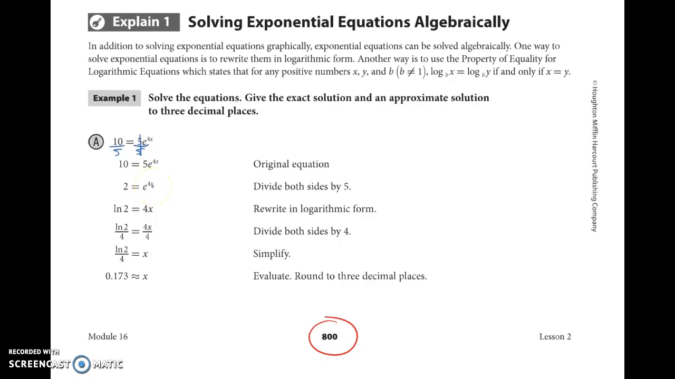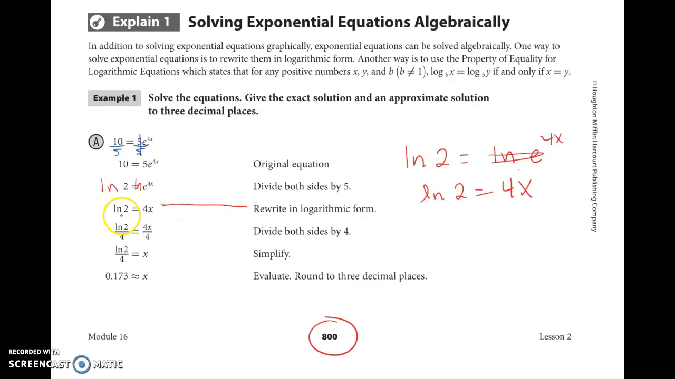Now when I have this, if I take the ln of both sides, what we end up getting is ln of 2 equals ln of e to the 4x. Now remember that ln is just log base e, and if we have log base e of e, these will cancel each other out, and I get ln of 2 equals 4x. So now we're here.